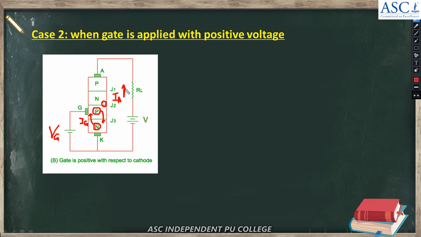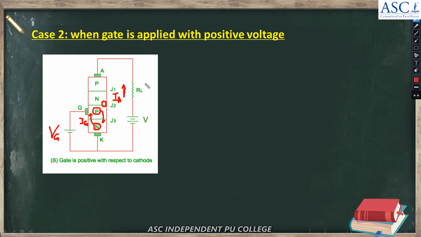So case 1, gate is open. When the gate is open, SCR acts in the off state. When gate voltage is applied, anode current increases. It means current flows through the load resistor. So that is the on state. SCR is in the on state.